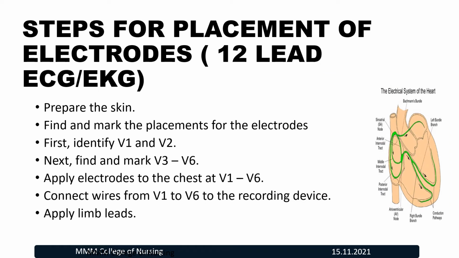Steps for placement of electrodes: 12 lead ECG. Prepare the skin. Find and mark the placement for the electrodes. First identify V1 and V2. Next find and mark V3 to V6.